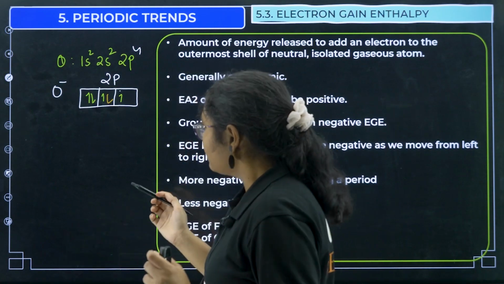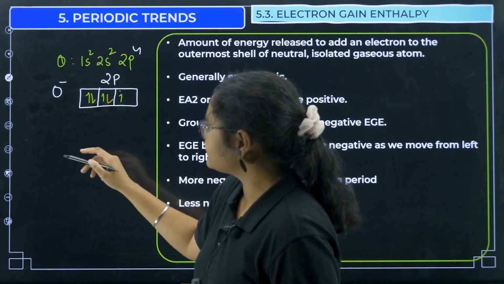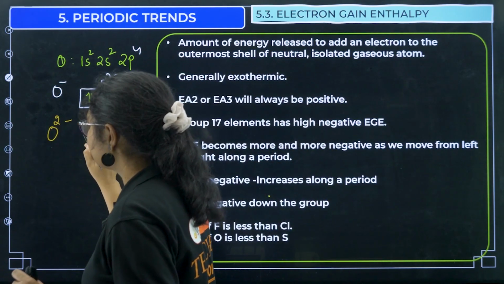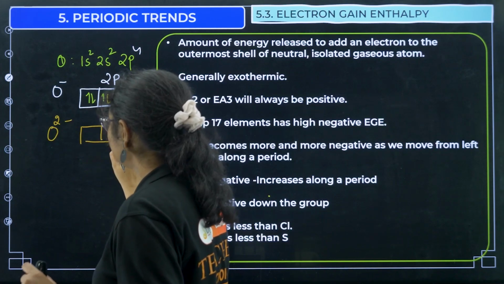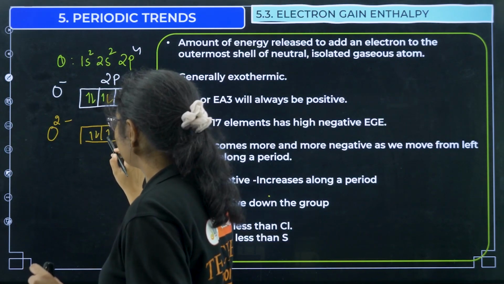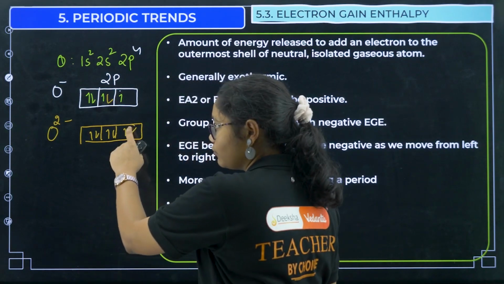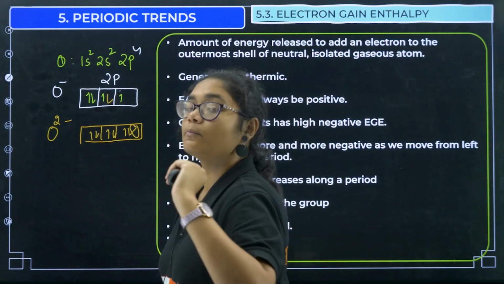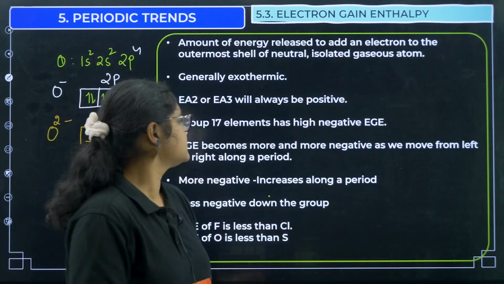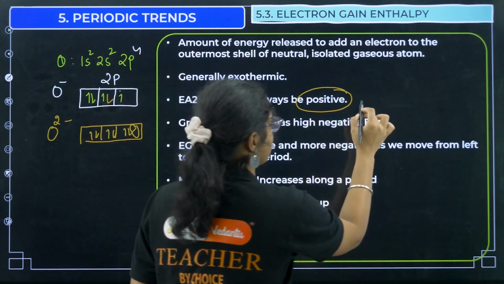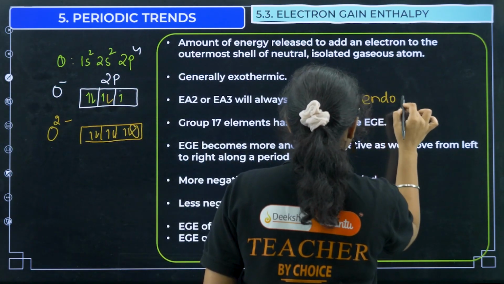Now I want to add the second electron to make it O2 minus. So in this case what will happen? 1, 2, 3, 4, and I want to add one more electron. If I want to add one more electron here, you need to provide energy. So that process will always be positive, meaning you can say endothermic.